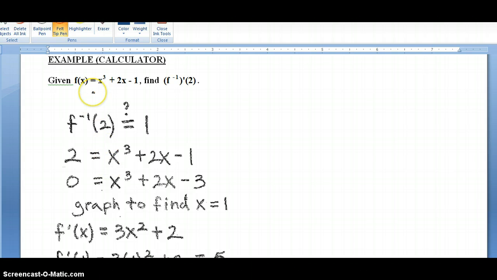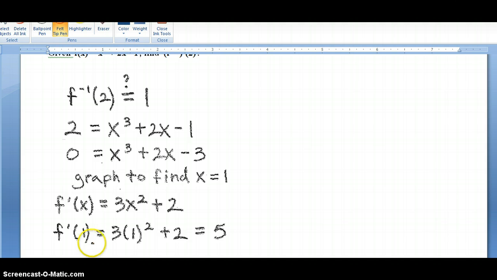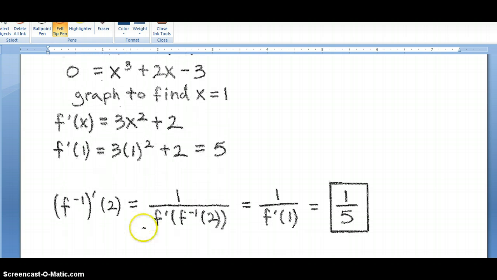So we need to find what is f prime at 1. So f prime is pretty easy, 3x squared plus 2. And then we evaluate that at 1. So 1 squared is 1, times 3 is 3, plus 2 is 5. And then to finish, we use the algorithm.